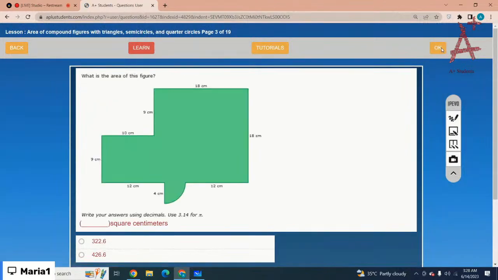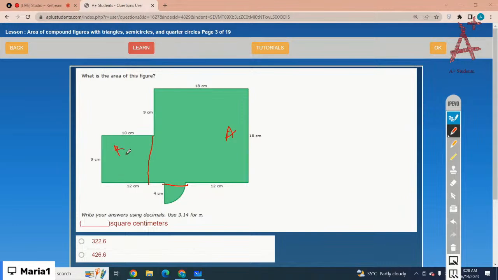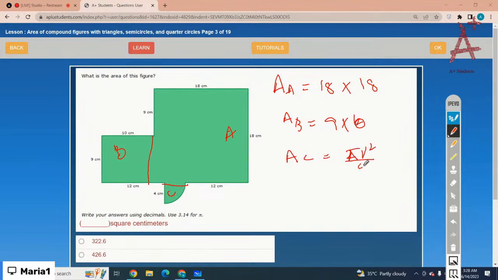Okay. Again, you have to do the same thing. Just divide the shape into two rectangles and a semicircle. That's exactly the same as we did the first one, and just calculate the areas of all the three shapes. Got it? Then you have to add them. So area of rectangle is 18 times 18. Then area of rectangle B is 9 times 10. And then the area of the quarter circle would be 2 pi r square divided by 4.